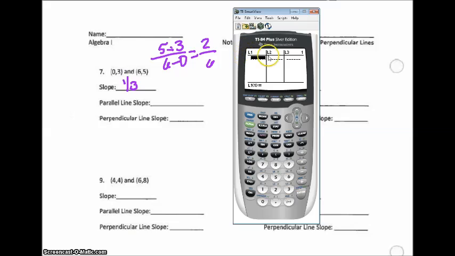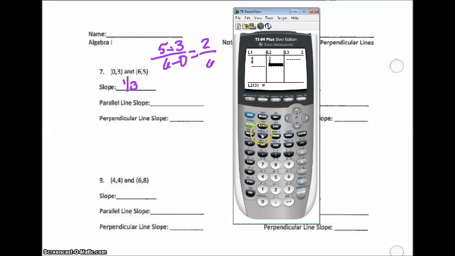If you do not see L1 and L2 at the top, you're going to need to reset your calculator, so call me over. L1 is your X values for your points, and L2 is the Y values for your points. So I have a 0 and a 6 for my X values. So 0, enter, 6, enter for L1. L2 is going to be 3, enter, and 5, enter. It's important that when you look at this, you're seeing your points, 0, 3, and 6, 5.